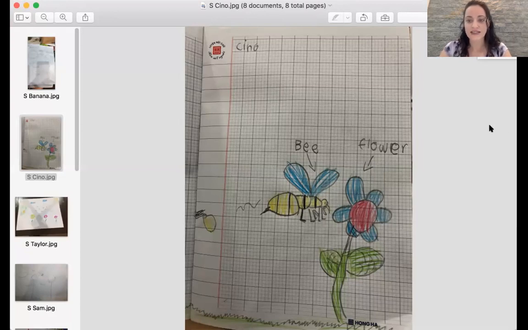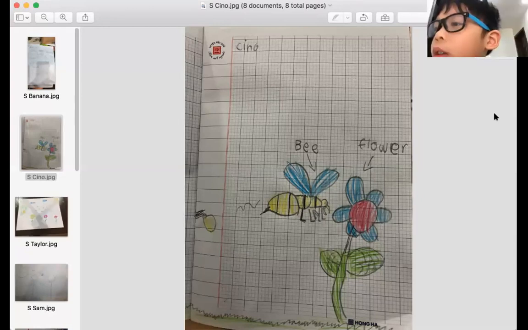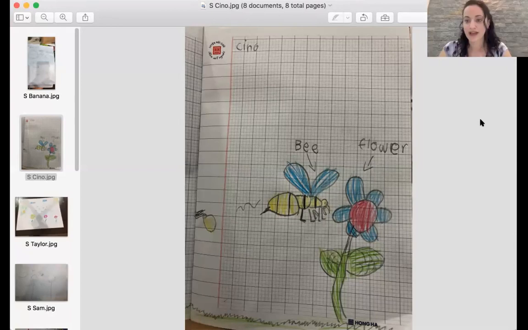Very good. How does the bee help the flower, Sino? To spread seed. To spread seeds or to spread something else? I'll come back and ask you in a second, okay? Let's look at another drawing, but excellent, excellent coloring, drawing. I love the flower. It looks really good, Sino.